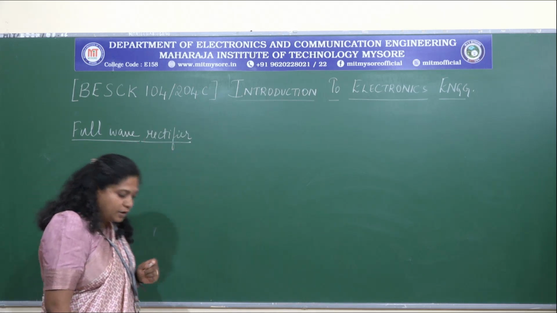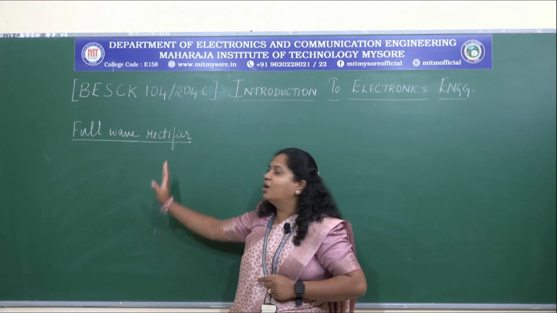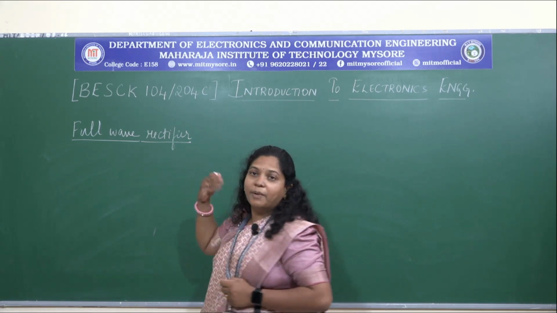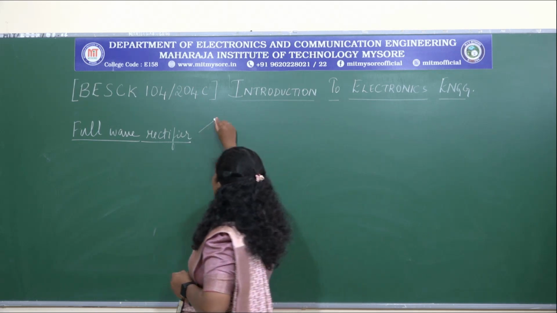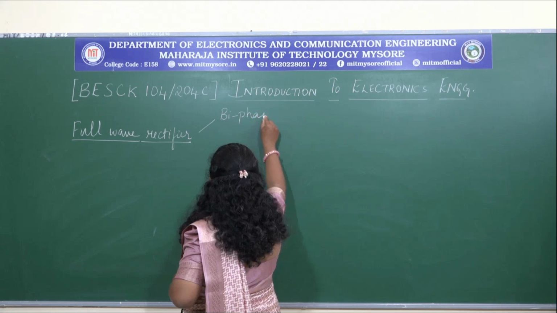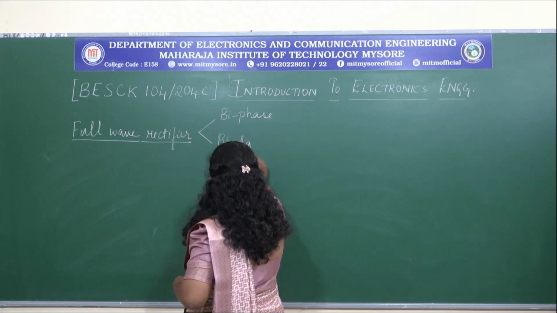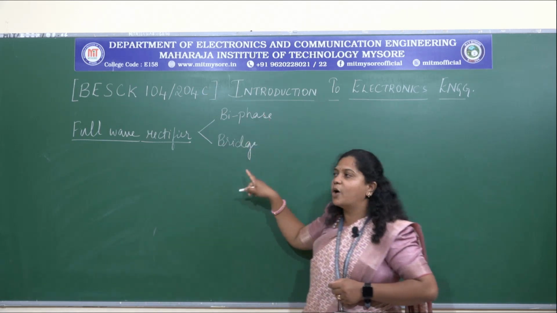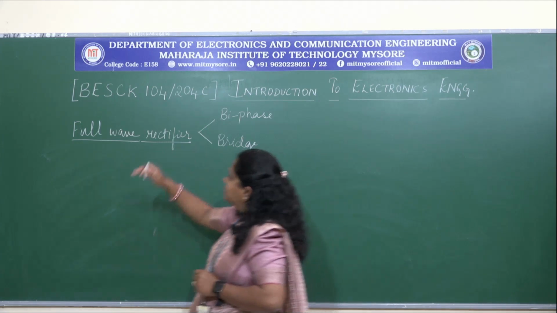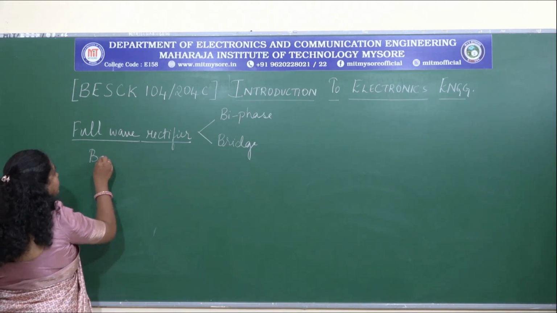So in the case of full wave rectifiers, we have two forms of representation. Which are they? We have two types: one is the biphase rectifier and the other one is the bridge rectifier. These are the two forms of a full wave rectifier. Now the first one, let us see how a biphase rectifier works.